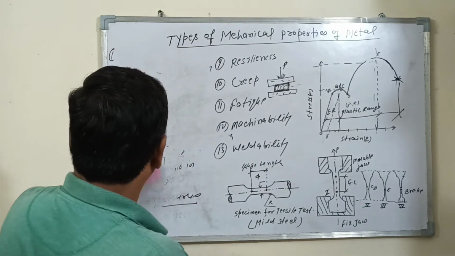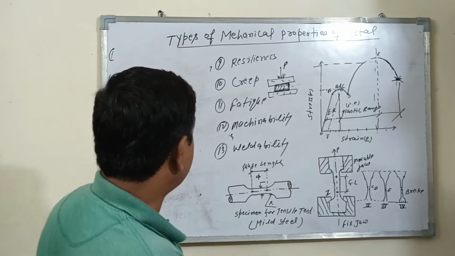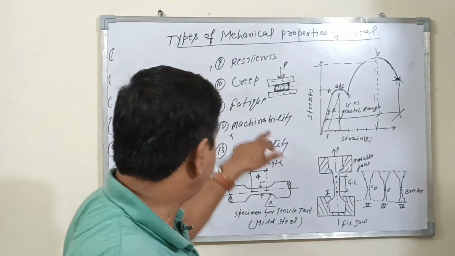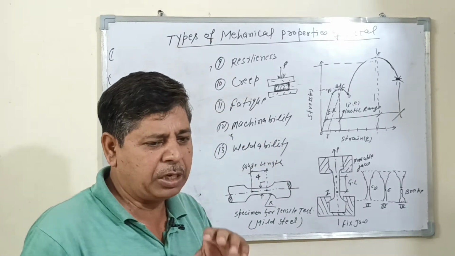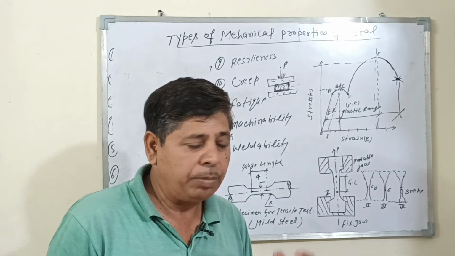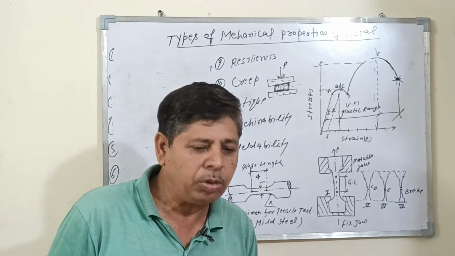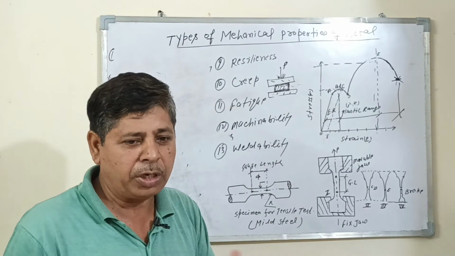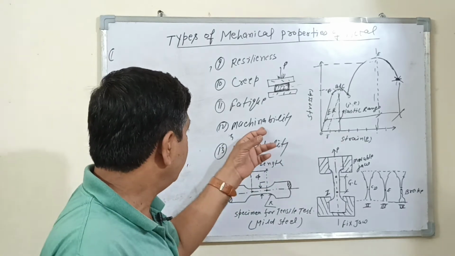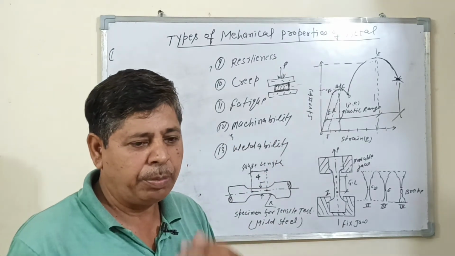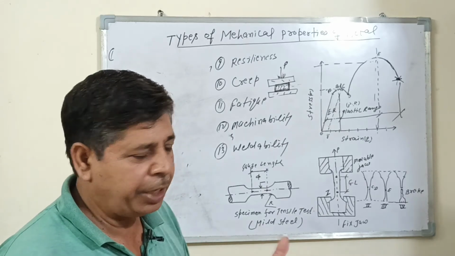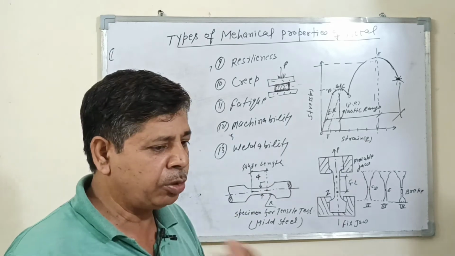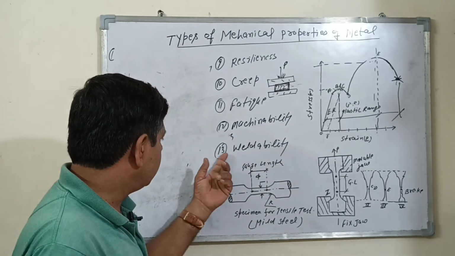Next is machinability. It is the property of the material by which the material can be cut very easily with different types of machine tools, like a single point cutting tool or a multi point cutting tool, so the metal can be removed easily. Drilling, reaming, milling, broaching and planing are examples of machinability. These types of tools are used for machining.